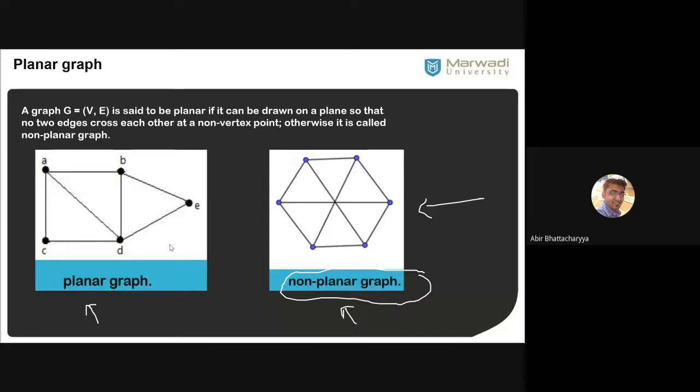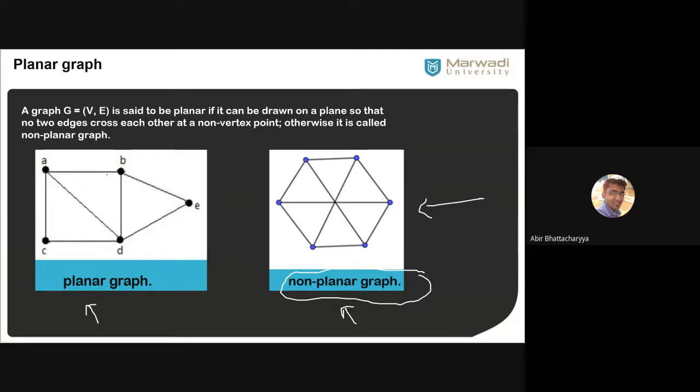In simple language, what is a planar graph? First of all, the basic definition of a planar graph: if two edges cross each other, then that graph is not a planar graph. It's a non-planar graph. For any graph, if there exists no edge which crosses another, that graph is known as a planar graph. So the first graph, if you observe, each and every edge has no crossing. The first graph has no crossover.